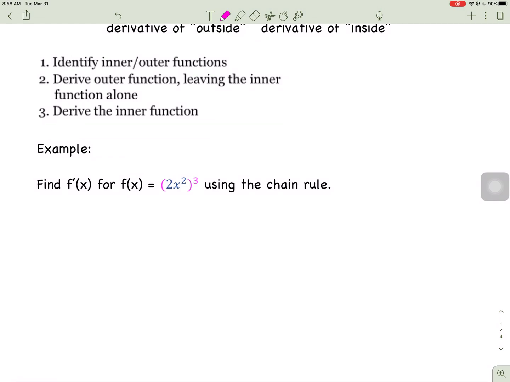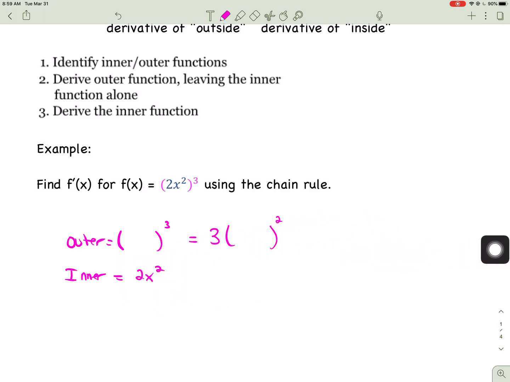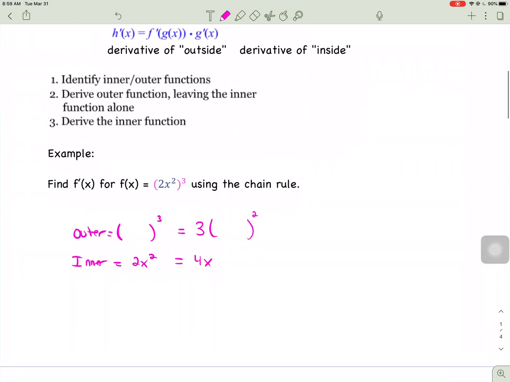We have inside and we have outside functions, so our inner and our outer. I usually like to do the outer first. So the outer is something in between to the third. What's inside is your inner. So it's the derivative of the outside times the derivative of the inside. Well, what's the derivative of the outside? It's just going to be 3, and then whatever inside, drop the exponent by 1. And then what's inside? Well, that's 2x squared. And what's the derivative of 2x squared? That's just 4x.